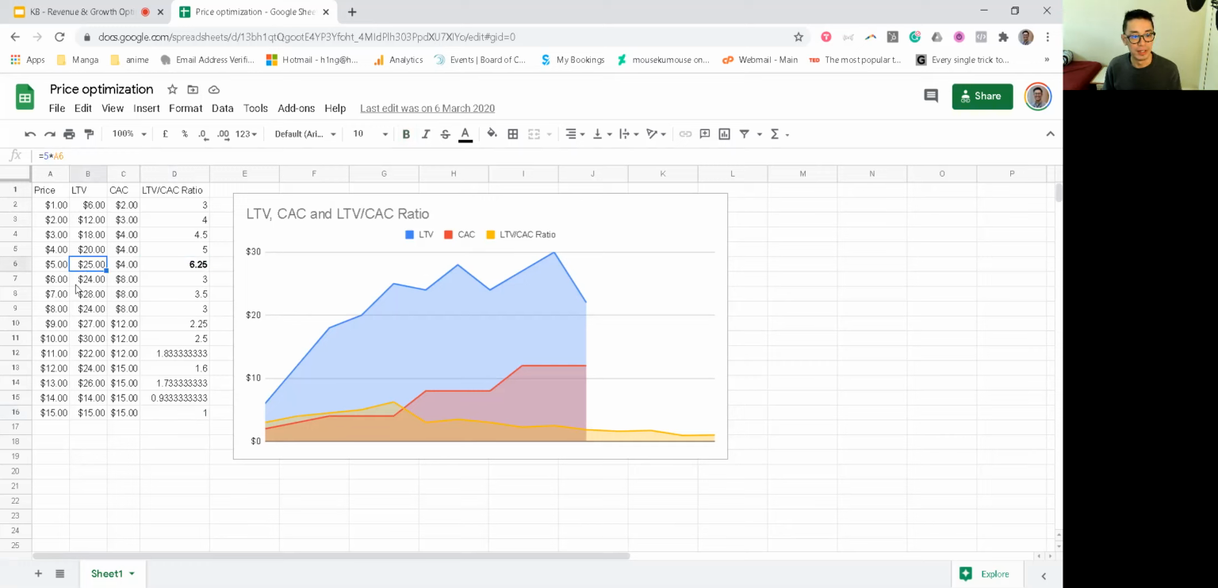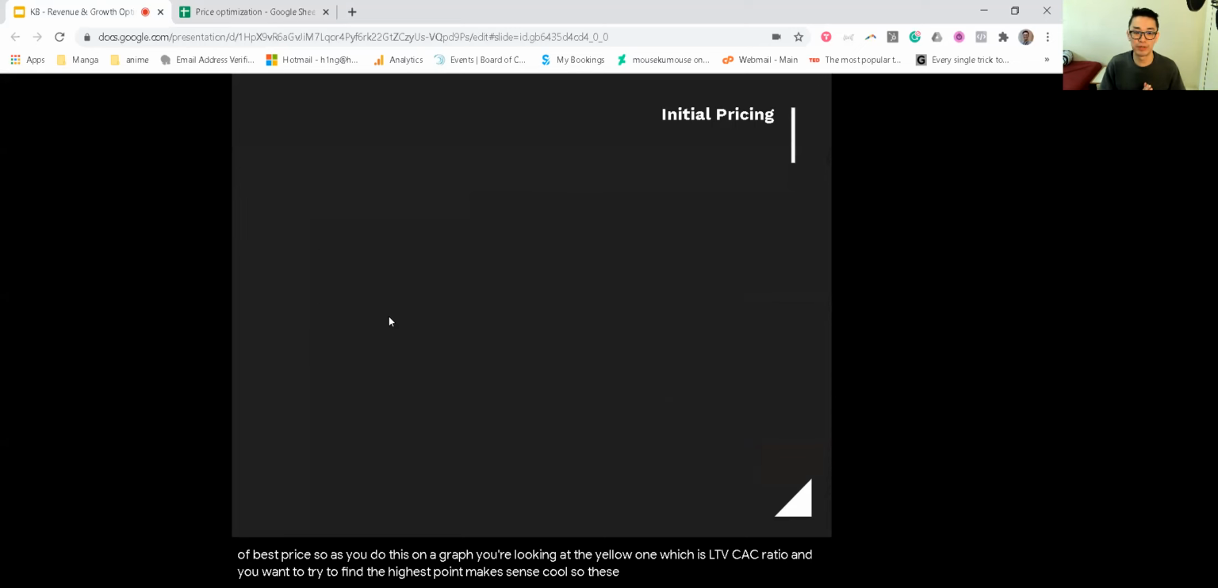So over here you can see, let's say $5 a month for your product or service. LTV, assuming it's 5 months, so we have $25 for your customer, and your CAC, customer acquisition cost, is $4. Not too high. So you can see a good ratio here, a big difference between LTV and CAC. So that's how you try to plot and find the best price. As you do this on a graph, you're looking at the yellow one, which is the LTV CAC ratio, and you want to try to find the highest point. Make sense? Cool.